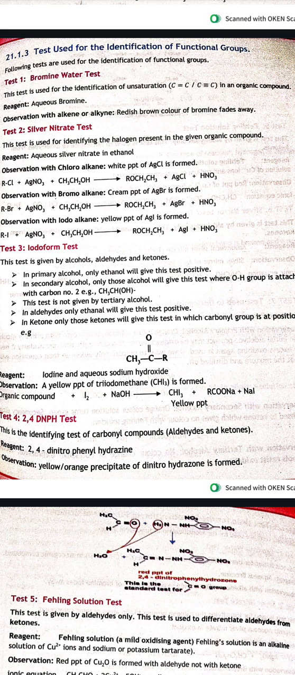For the silver nitrate test, we use silver nitrate in ethanol, and this is used for the identification of halogens: RCl plus AgNO3 plus ethyl alcohol gives ROCH2CH3 plus AgCl plus HNO3. Here the AgCl will be in the form of a white precipitate, for the reaction of bromoalkane the precipitate will be cream colored, and for the iodoalkane the precipitate is yellow.